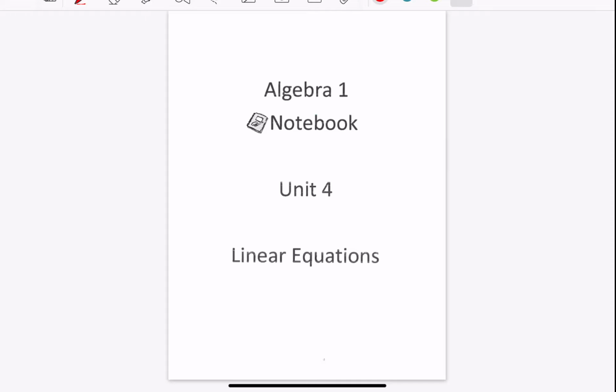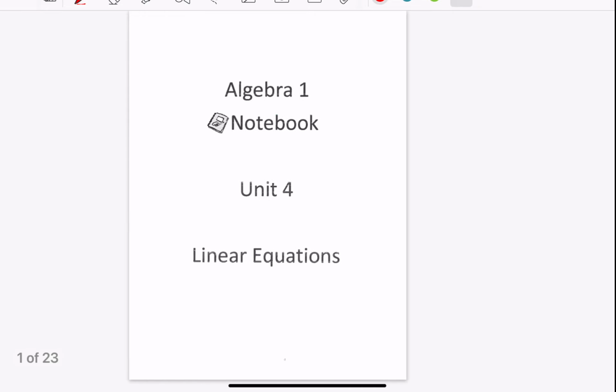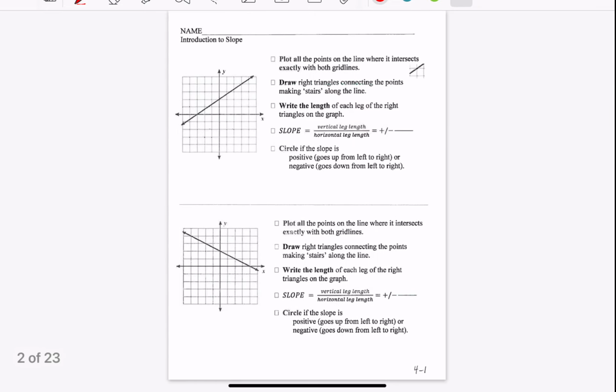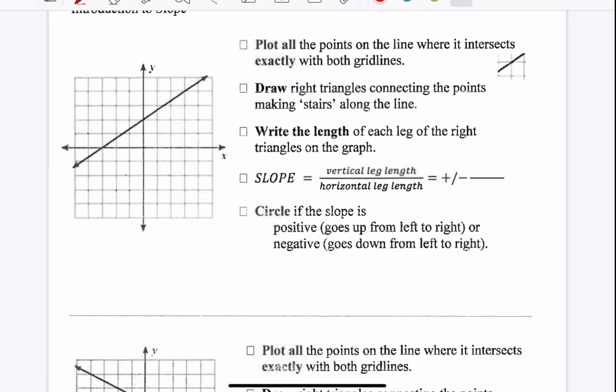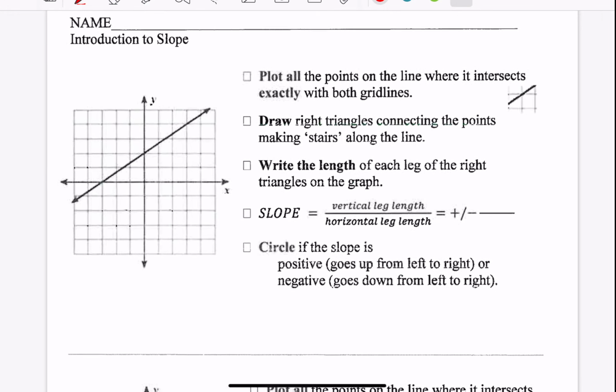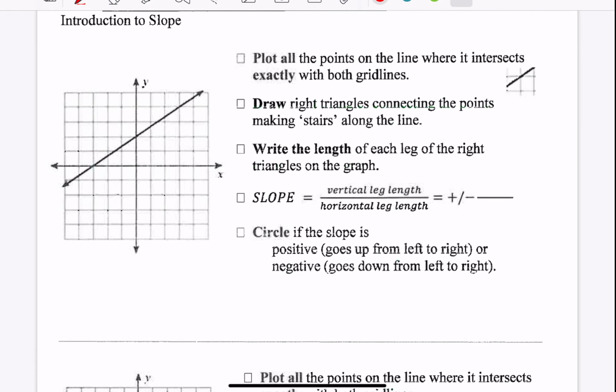For today's notes, we are going to be working on the Unit 4 notebook for linear equations, and we are going to start with Introduction to Slopes. We're on the first page, page 4.1. So slope is a feature of a linear equation of a line, and we are going to go through the step-by-step process to find the slope of a line when you have a graph.